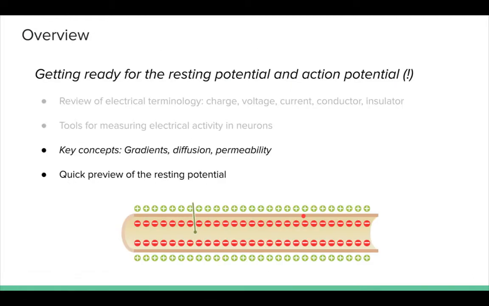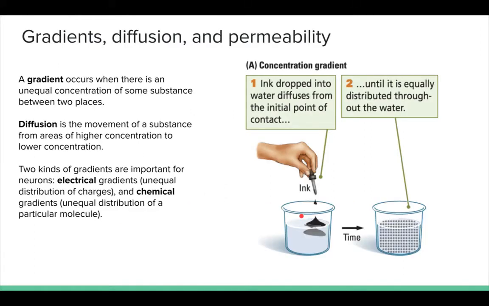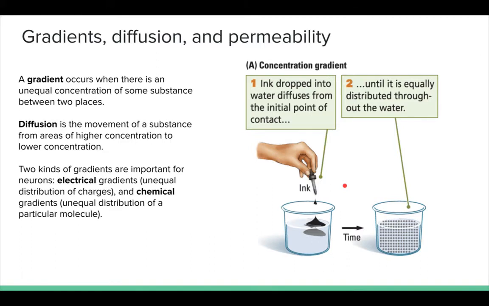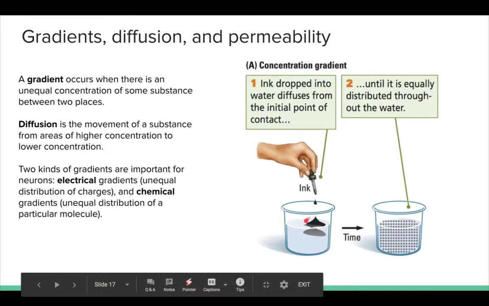Okay, now we're getting into what I think are some of the most important concepts, and hopefully these aren't totally new to you. We're going to talk about the idea of gradients, diffusion, and permeability. Alright, so what is a gradient? A gradient, very simply, is what happens anytime you have an unequal concentration of something between any two different places. So for example, in this little toy example here, if you take some ink and you drop it into a beaker full of water, at the instant it drops in, there's going to be an unequal distribution of ink on one side of the container relative to the other. There's going to be a gradient of this substance.